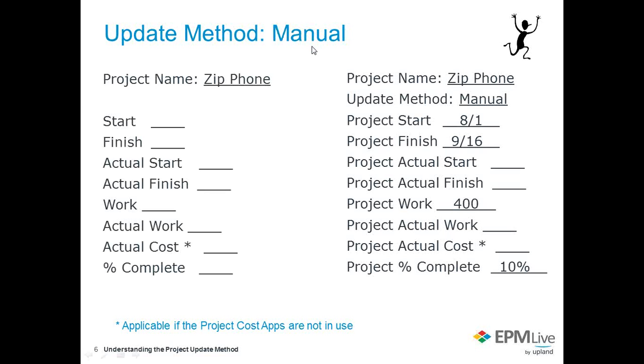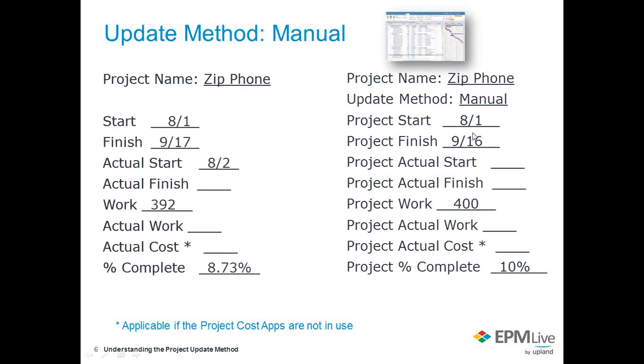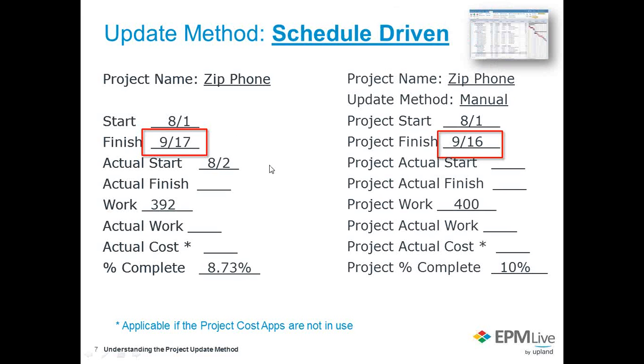Now, being in the manual method, in the back end at my start, finish, actual start, actual work, actual cost, and percent complete, notice I have some discrepancies here. So within my manual view form, I've put in 8.1, start is the same. However, my finishes look different here. As well as your percent complete could be different.